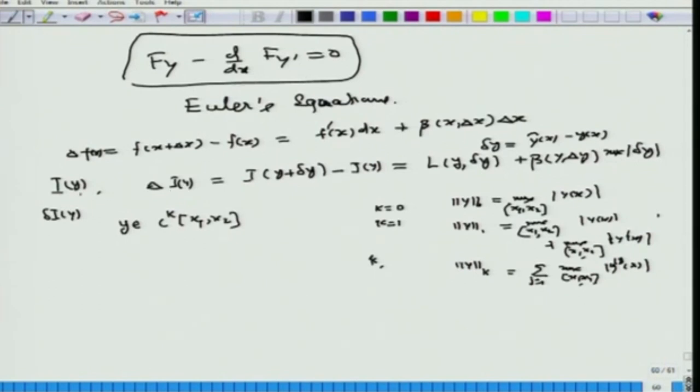So, we say that this increment delta I, if this difference can be expressed as L y delta y plus beta y delta y times the 0th norm of the increment delta y. This can also be written like this, with the maximum over the interval x 1 to x 2, and the 0th norm like this.